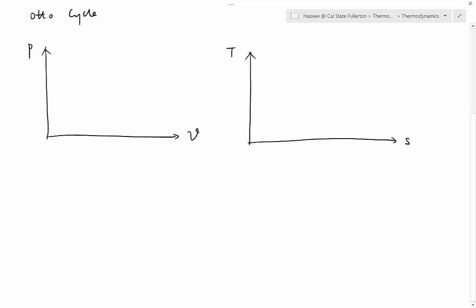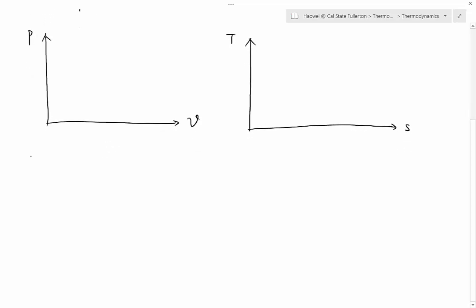So let's start from 4-1. What is 4-1? 4-1 is the combustion process. And we said we model the combustion process as a heat addition process. You gain heat at constant volume. That's how you model process 4-1.